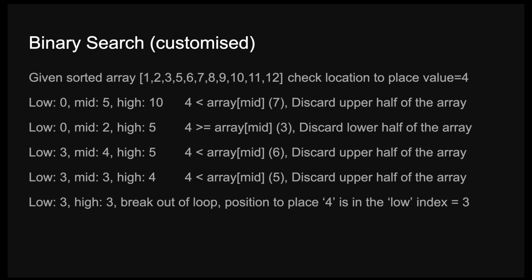We continue this till we have low less than high. Once that condition fails, we break out of the loop, and the index position contained in the variable low is the position to place this value in the array. Now let's jump into the editor and implement the algorithm.